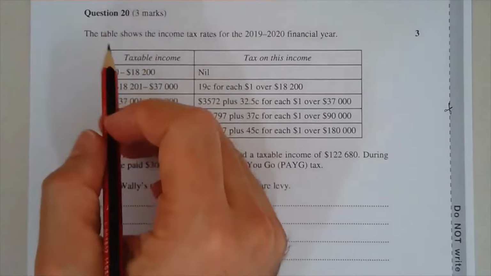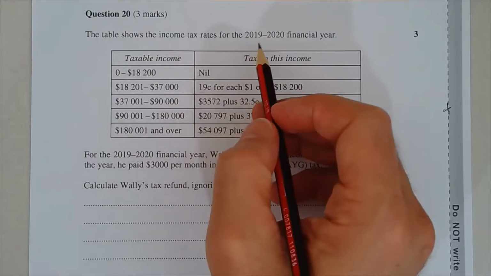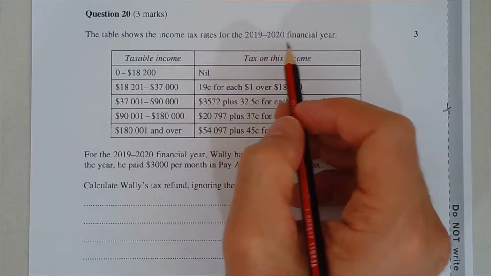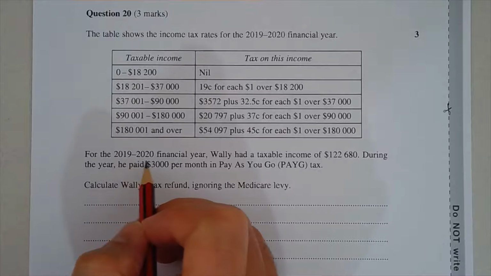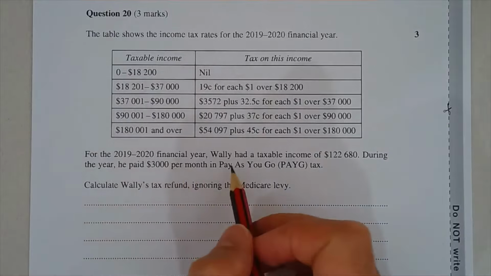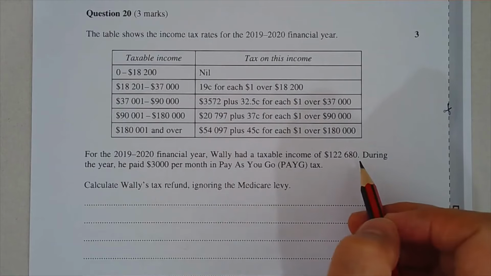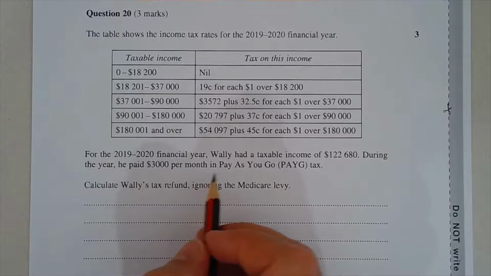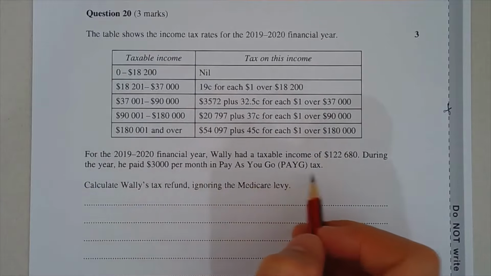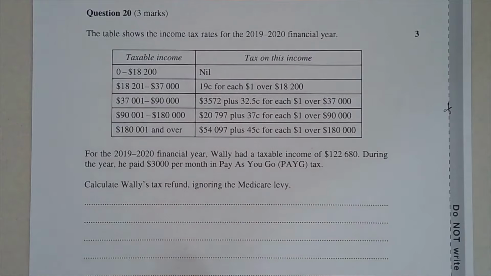Question 20. The table shows the income tax rates for the 2019-2020 financial year. For the 2019-2020 financial year, Wally had a taxable income of $122,680. During the year, he paid $3,000 per month in pay-as-you-go, PAYG, tax. Calculate Wally's tax refund, ignoring the Medicare levy.